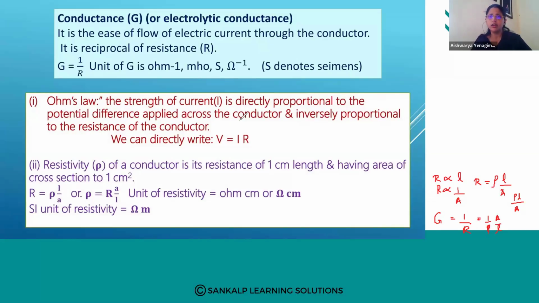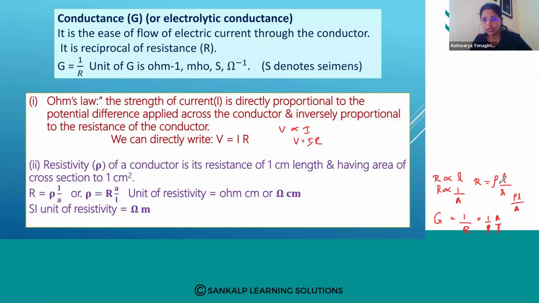Here you can see Ohm's law. The potential difference between any 2 points in a current carrying conductor is directly proportional to the current being passed through it. Correct? Remove the proportionality sign and write V is equal to IR, where R is resistance.